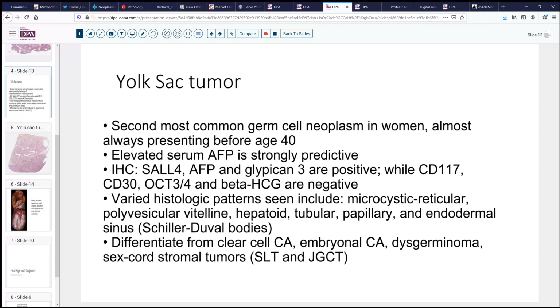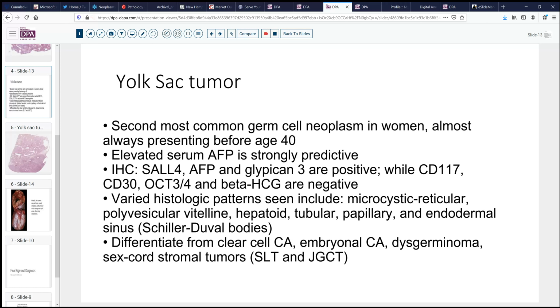yolk sac tumor, including the polyvesicular vitelline structure, which tends to have larger vesicles, the hepatoid variants, which can look for all the world like hepatocellular carcinoma, various tubular, papillary, and of course the common endodermal sinus type morphologies, which would have the characteristic Schiller-Duval bodies. These, however, are only seen in a minority of yolk sac tumors, maybe 20% or so.